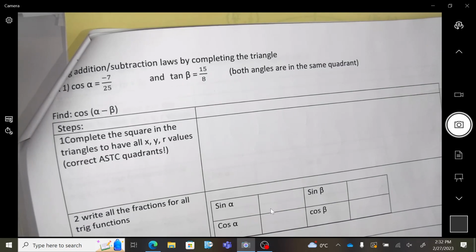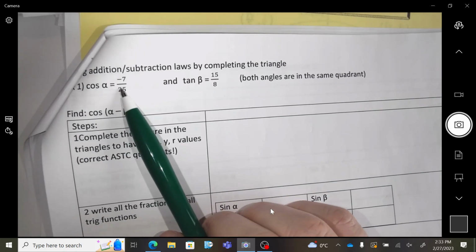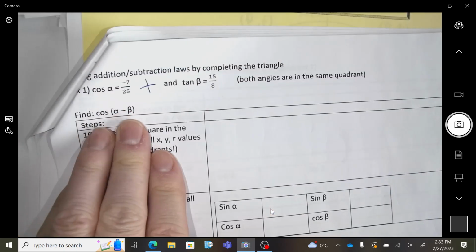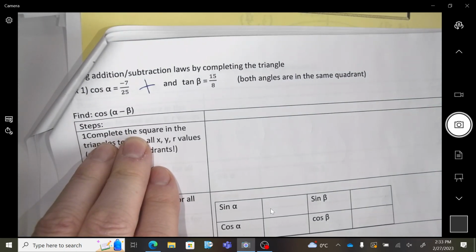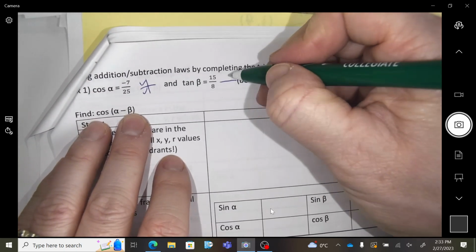Okay, so that was the double angle stuff. Now this is adding 2 angles that have nothing to do with the unit circle. Okay, so cos of this angle A is negative. So where could the angle A be located if cos is negative? On the left.